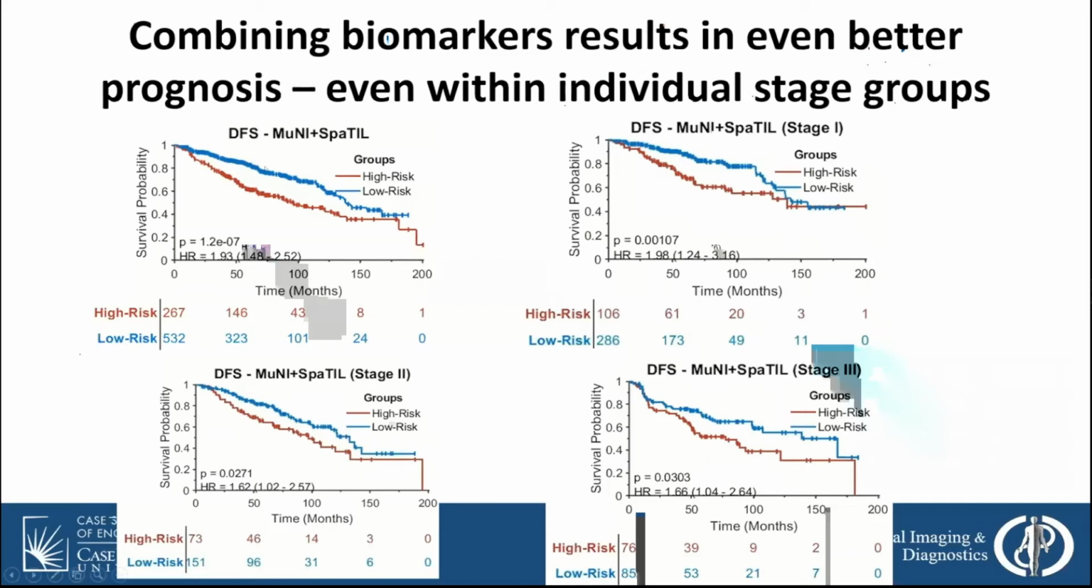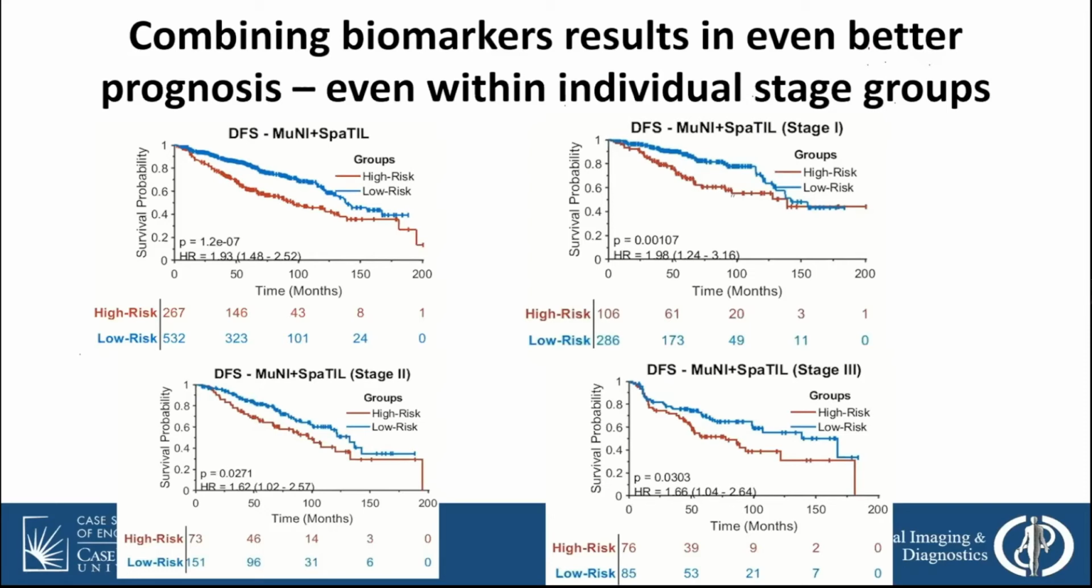And when we combine the multinucleation index with the spatial immune patterns of the TILs, the combination turned out to perform better than the individual biomarkers. Not only was it prognostic across all patients with P16 positive head and neck cancer, it was also prognostic in the individual different AJCC 8th edition staging criteria. So within the individual stage groups, it was prognostic, and that's really critical because that has treatment implications.